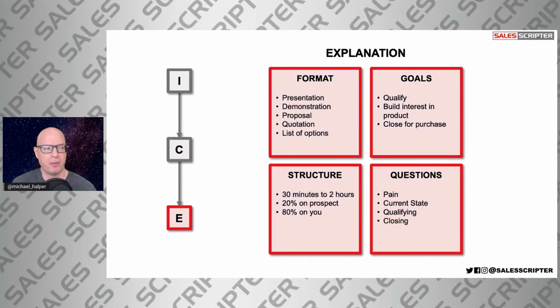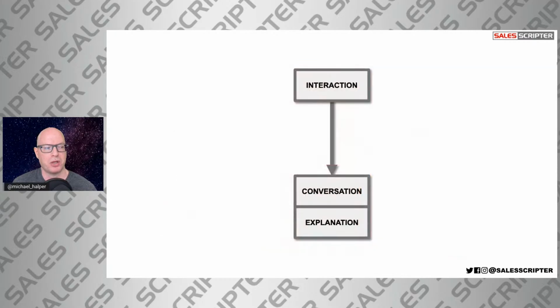Then the third step of the sales process is the explanation. And this is actually where you're delivering your presentation. So when I show you the recommended outline for your presentation, that will give you some ideas of how to organize this step of your sales process.